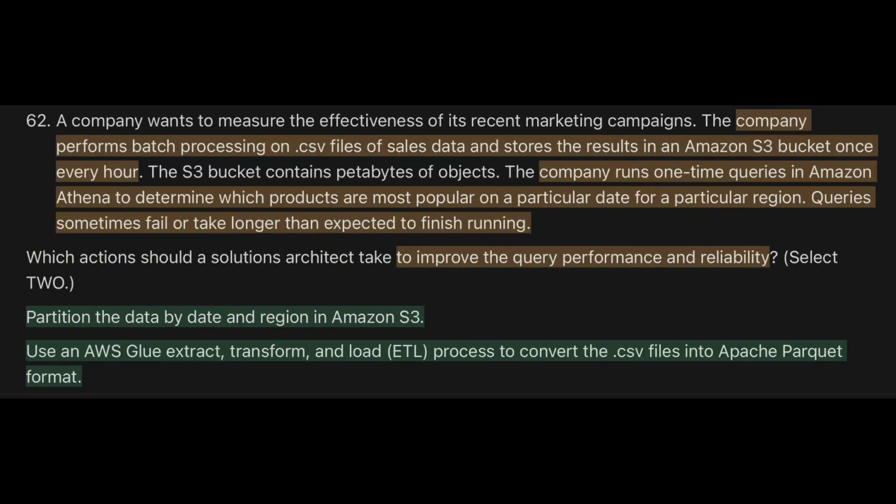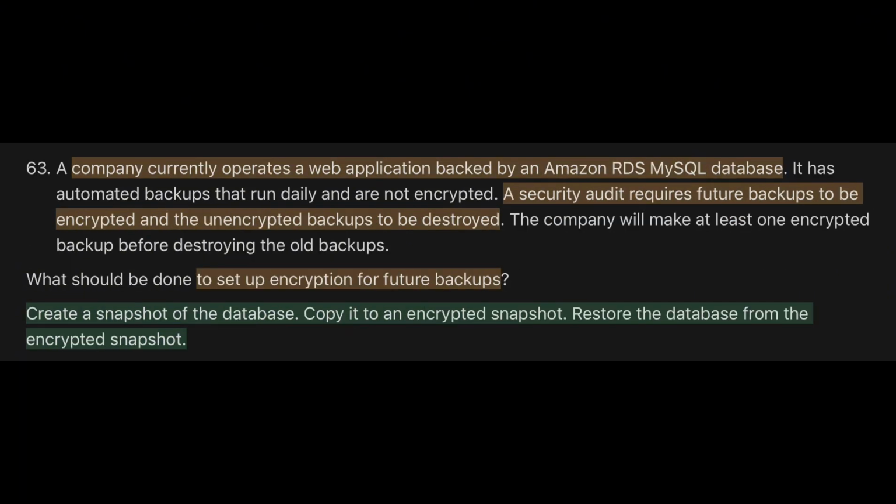Now let's say a company performs batch processing on .csv files of sales data and stores the results in an Amazon S3 bucket once every hour. And the company runs one-time queries in Amazon Athena to determine which products are the most popular for a particular date, for a particular region, and the queries sometimes fail or take longer than expected to finish running. And so to improve the query performance and reliability, they can partition the data by date and region in Amazon S3 and then use an AWS Glue extract, transform, and load (ETL) process to convert the CSV files into a Parquet format.